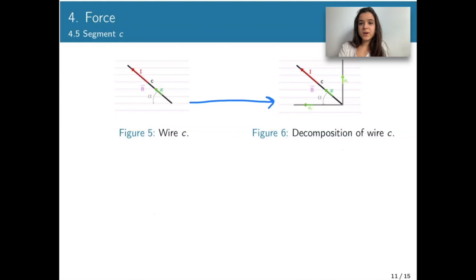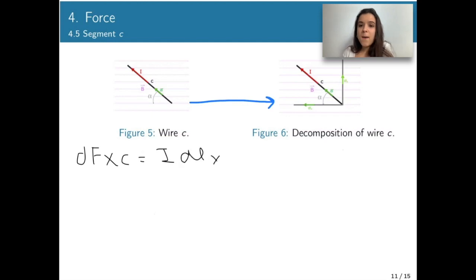What we do for wire C is to decompose it into the two different axes. We start by calculating the differential of force of X, which is the multiplication of the intensity by the dLx by the field and by the sine of the angle. As we said before, this angle is pi, and as the sine of pi is 0, the force of X equals 0.